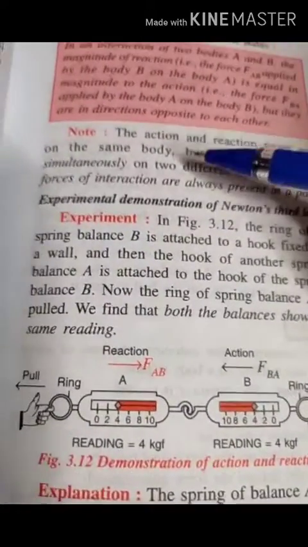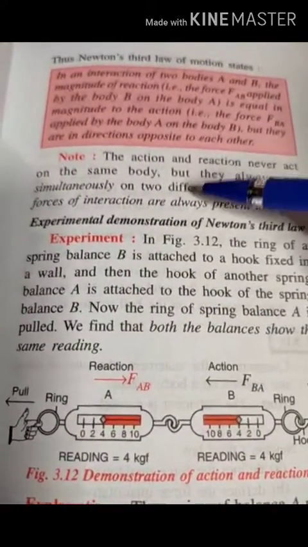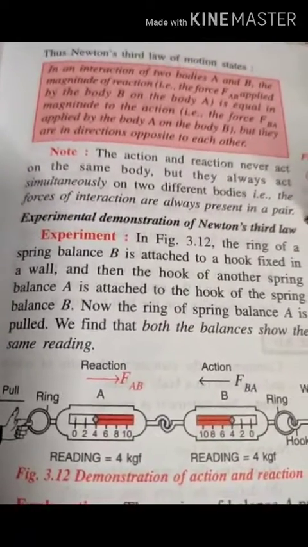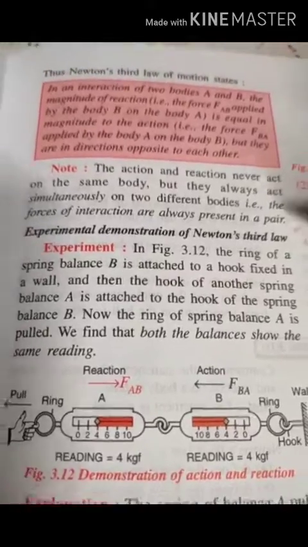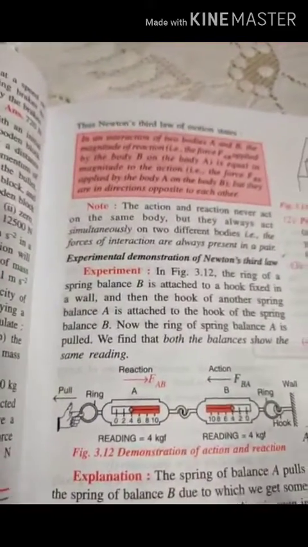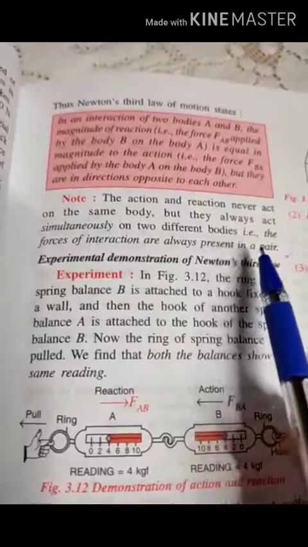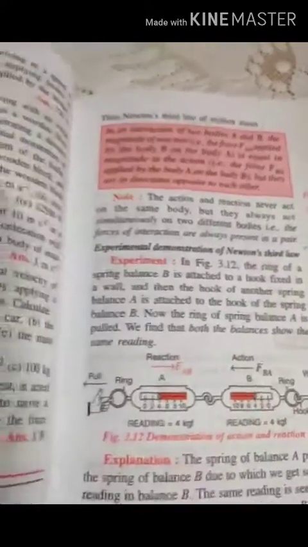They will never act on the same body, but they will act simultaneously on two different bodies at the same time. Therefore, forces of interaction are always present in a pair. It cannot act singly.